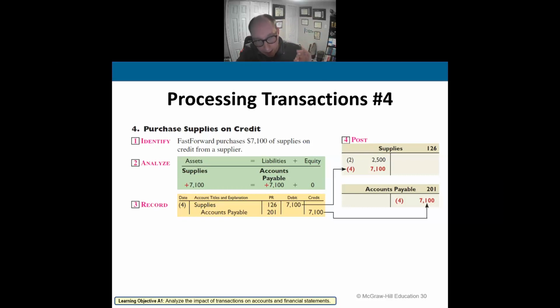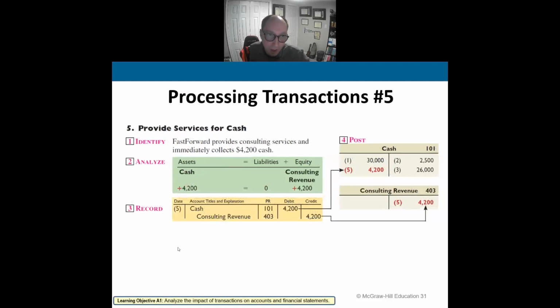So first thing I do is I identify what happened. I analyze the effect on the accounting equation, increase my inventory, assets. I increase my liabilities, accounts payable. I record the transaction, debit inventory, credit accounts payable. I post that to my general ledger accounts.